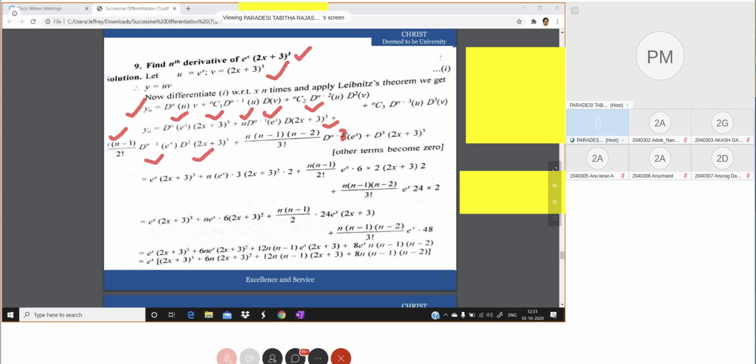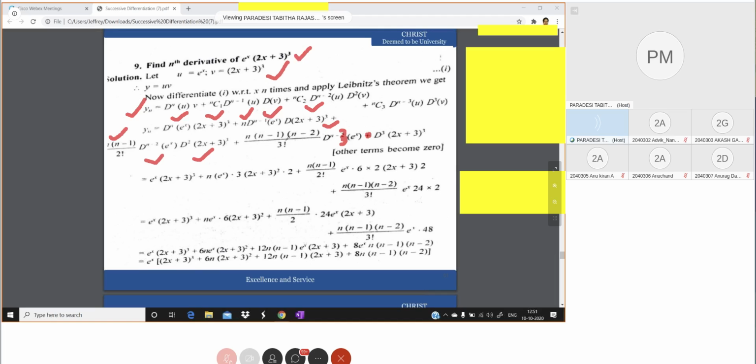Check again. Is it n minus 3 that would come? Because this is d^(n minus 2), so this is d^(n minus 3) of e to the x. And then this is not a plus; this is a multiplication which should appear here. And then it's the third derivative of (2x plus 3) whole cube. Can it have the fourth derivative? Give me an answer. Yes or no? Okay. Its fourth derivative is going to be 0.